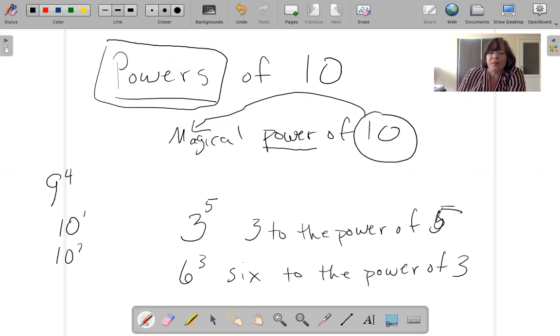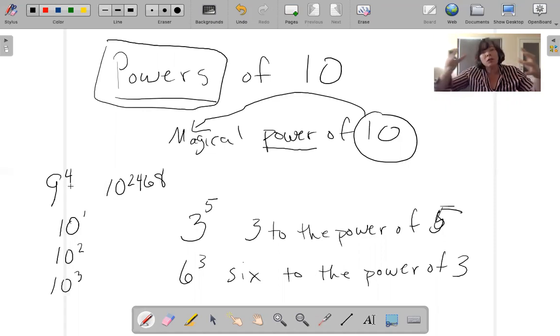10 to the power of 1, 10 to the power of 2, 10 to the power of 3, and so on and so on. You can say 10 to the power of 2,468, though we don't really say it that way. We just say 3 to the 5th, 10 squared, 9 to the 4th. But the long name is 3 to the power of 5. So if you ever hear someone say 3 to the 5th and 3 to the power of 5, they mean the exact same thing.